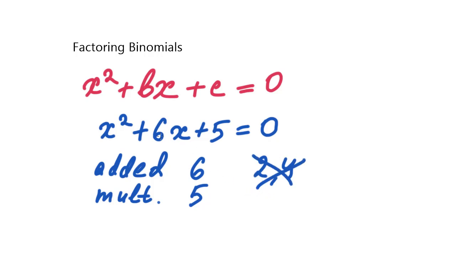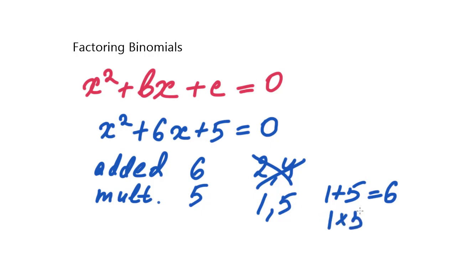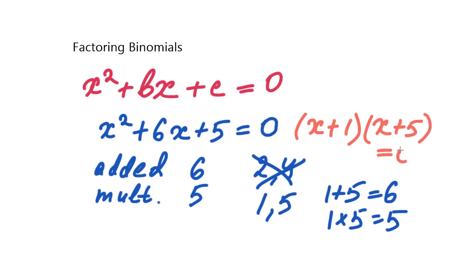Let's try another pair. What numbers added give you 6? 1 and 5, because 1 plus 5 equals 6. Now, do these numbers multiplied give you 5? Yes, that's right. 1 times 5 is 5. So we found two numbers that work. And now we can factor this expression like this: x plus 1 times x plus 5 equals 0. So I just wrote 1 here and 5 there.